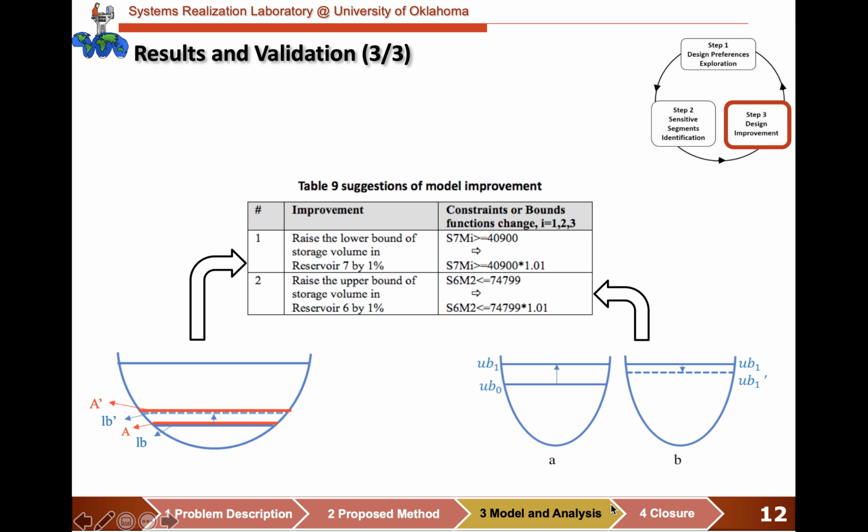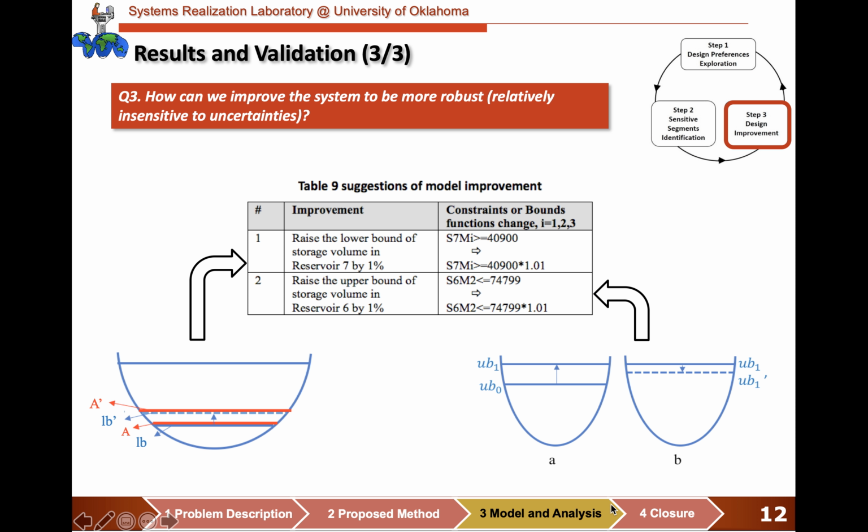Given that we know the sensitive and improvable segment of the system, we explore the feasibility of physically changing the bounds of the reservoirs and relax the constraints. Then add a buffer in the mathematical model so we can bring the solution away from the physical boundary, which makes the system relatively insensitive to the uncertainties that result in the boundary variation. Thus, we answer the third question.